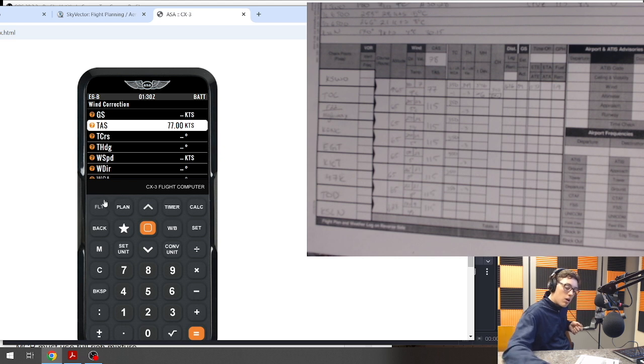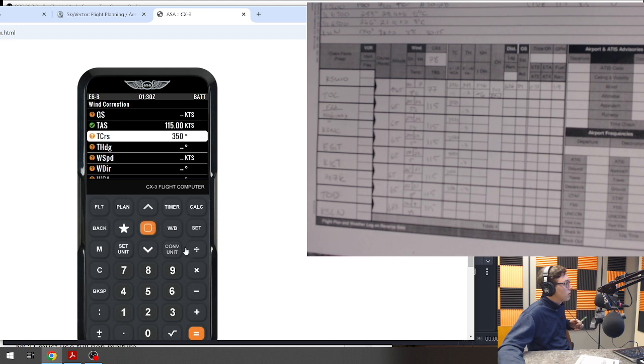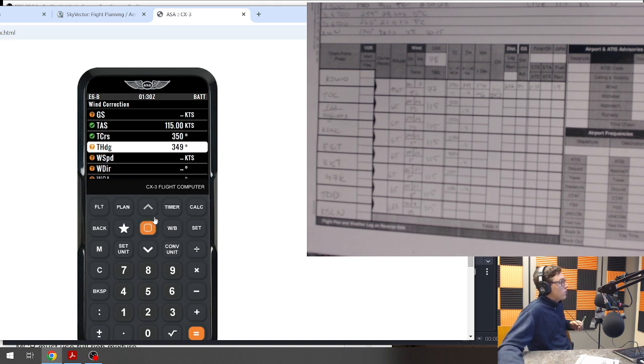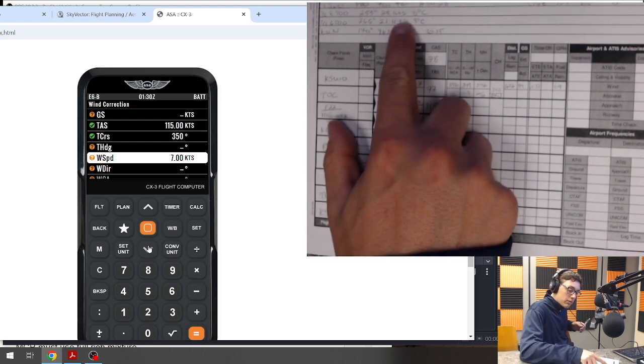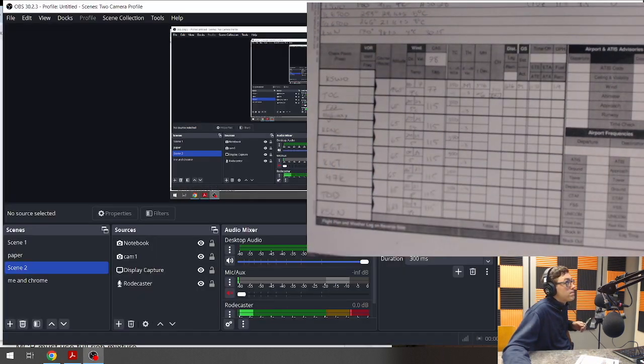Spend all that work, all that time finding 115 knots. So 115 knots. My true course. What is my true course? My true course is 350. True heading, I don't know. My wind speed, I do know. Let's look up here at my top, and my notes section all the way above.